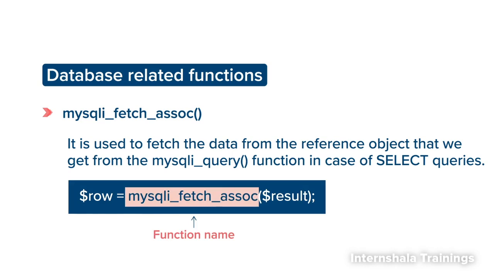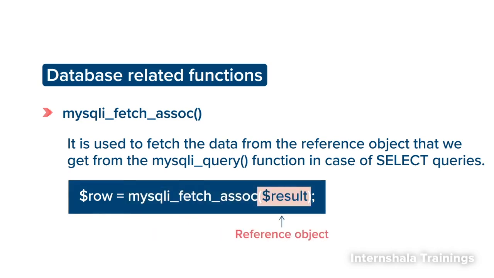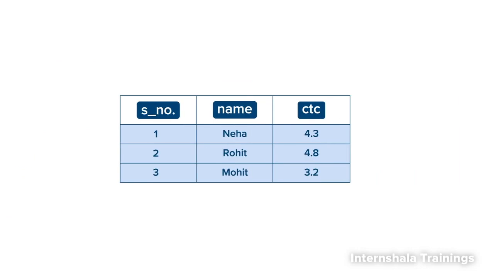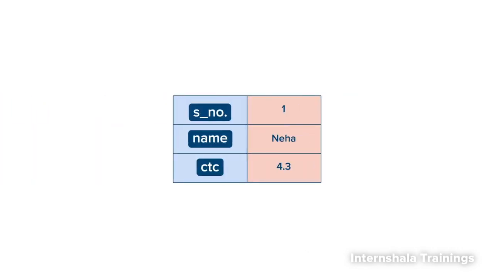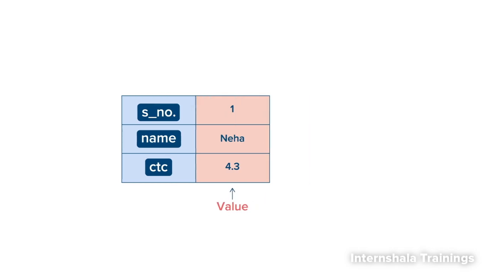This is the name of the function and this is the reference object that we got from the mysqli_query function. Suppose this is the new data which we have fetched from the students table using the select query. This PHP function will fetch the first row and move the internal pointer to the next row. Also, the single row data that is fetched is in the form of an associative array with the table attribute names as the key and the corresponding data stored as the values.